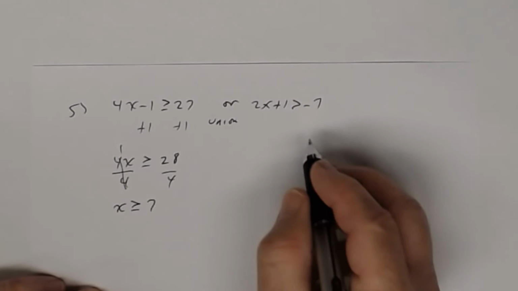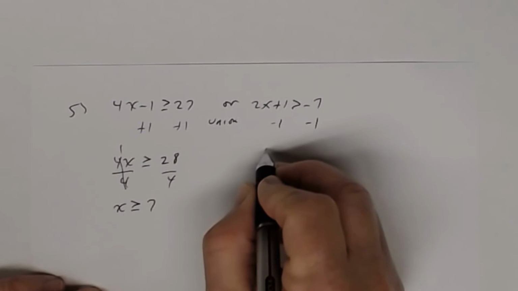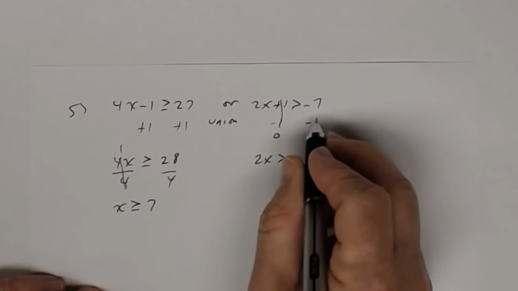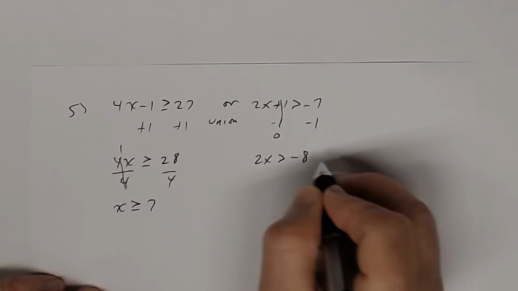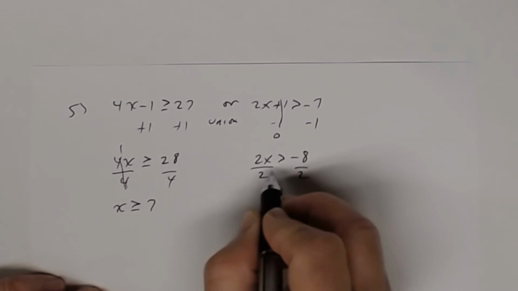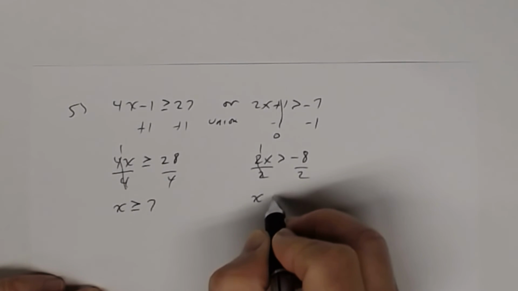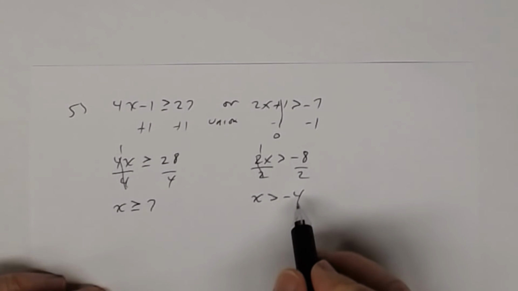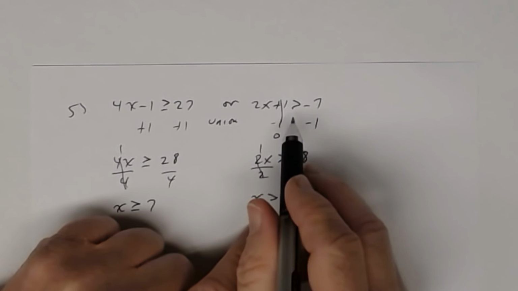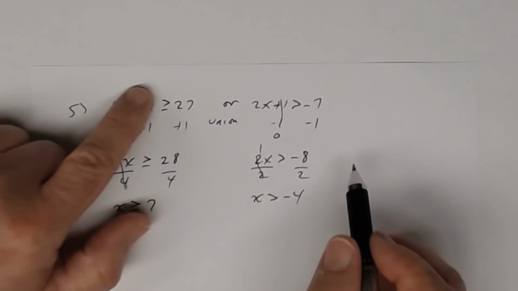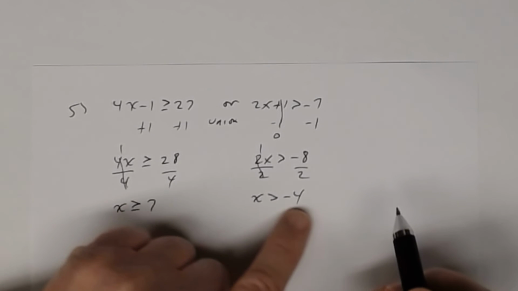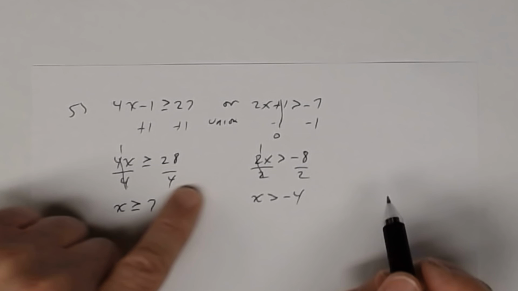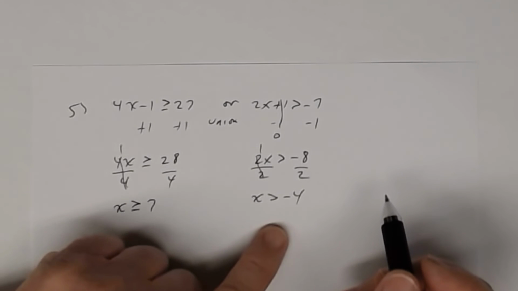Let's find the solution to the second one. I'll subtract 1 from both sides here. When I do that and combine like terms, this is 0. I get 2x is greater than negative 7 minus 1, which is negative 8. Divide both sides by 2, and reducing, I get x is greater than negative 8 divided by 2, which is negative 4. So any real number greater than negative 4 is the solution to this one. Remember, that's an OR statement, so the solution to this compound inequality would be anything that's shaded.